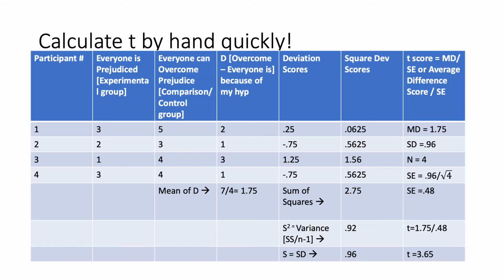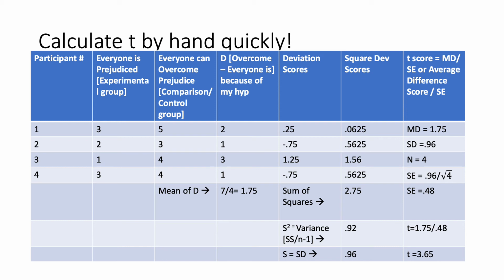So participant number one, my everyone is prejudiced group, my everyone can overcome prejudice group. That's my original data. I've just added to this data. Now, the first thing I did was calculate my difference score. I didn't just calculate everyone is prejudiced minus everyone can overcome. I calculated it the other way because of what I'm predicting: that the everyone can overcome prejudice article will increase beliefs in free will over prejudice. So I took 5 minus 3 to get 2, 3 minus 2 to get 1, 4 minus 1 to get 3, 4 minus 3 to get 1. Okay, so those are my difference scores.